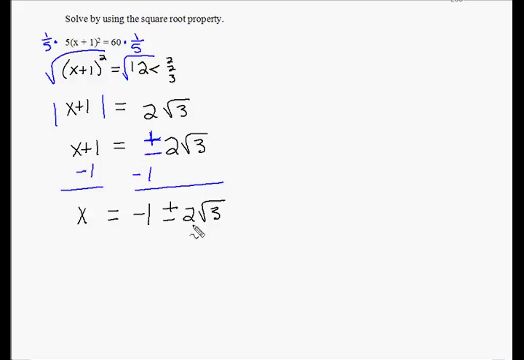We cannot combine the 1 and the 2 because the 2 is attached to the square root of 3, so that's like one term, and it's not like a number all by itself. So that's our final answer: x equals negative 1 plus or minus 2 square roots of 3.